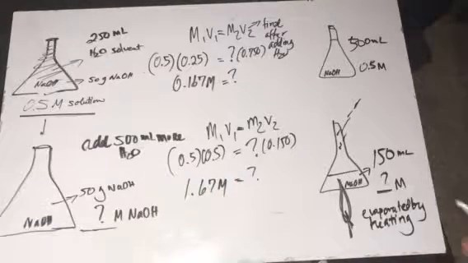Less solvent means more concentration of the solute, because there are more moles per volume. More solvent means less concentration of solute; the concentration should be less. That's what it is.